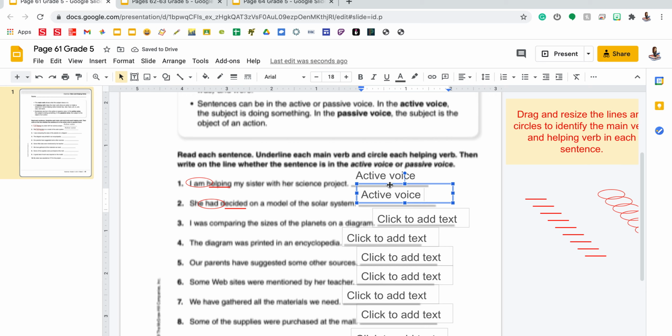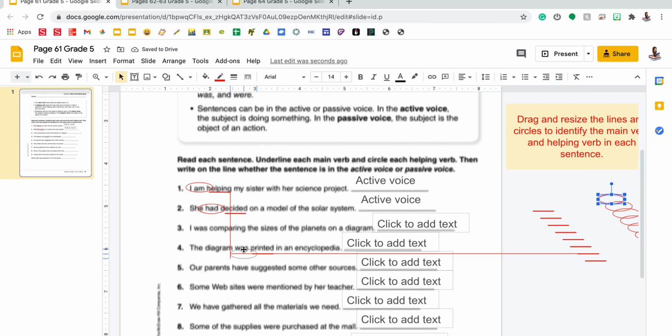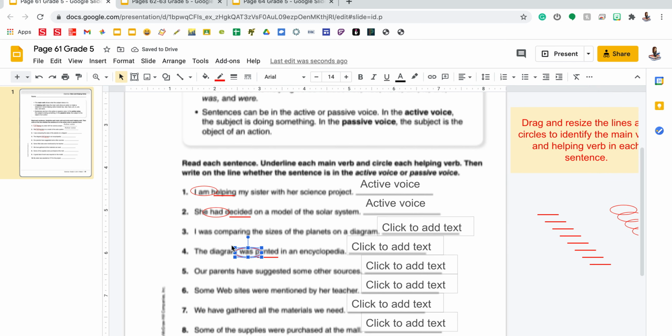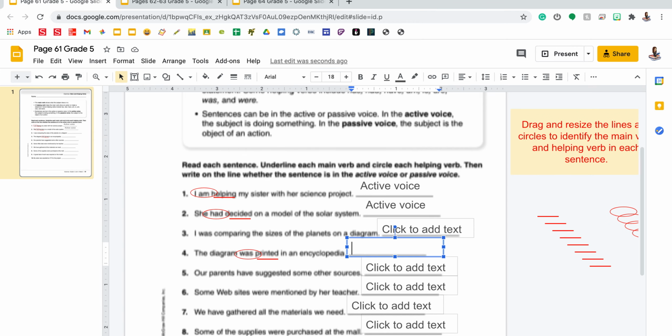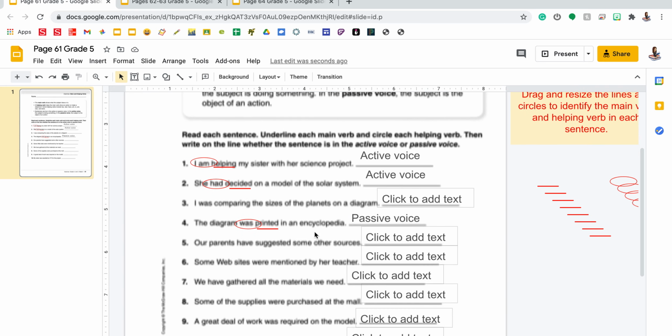Let's skip down to number four. The diagram was printed in an encyclopedia. So again, let's find our main verb, which is printed. Helping verb comes right before. And this subject is the object of the action being printed, meaning this is in passive voice. You will finish this page with the same directions. Go back to number three and complete 5 through 10.